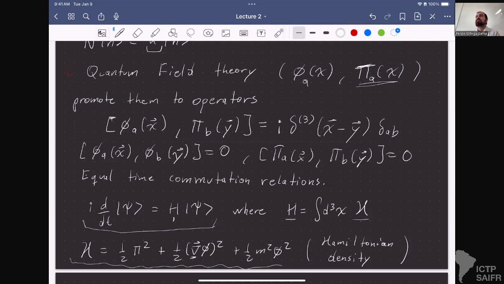Then the commutation relations at a given time are still going to be given by the commutation relations here. But then at different times, you will have some dynamics that will tell you what the commutation relations are, and they're going to be a little bit more complicated. But you have to begin with some commutation relations for operators that do not depend on time. That's why we have to do these equal time commutation relations.